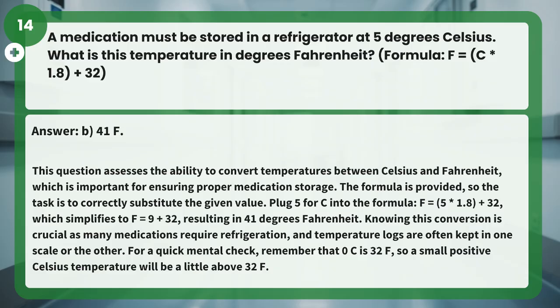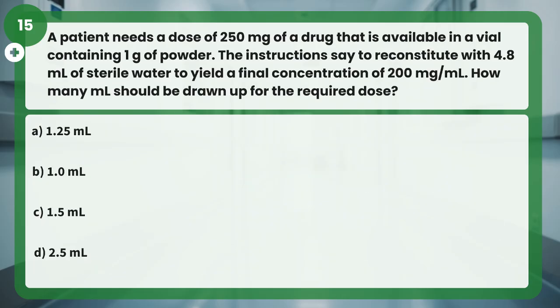Knowing this conversion is crucial as many medications require refrigeration, and temperature logs are often kept in one scale or the other. For a quick mental check, remember that 0C is 32F, so a small positive Celsius temperature will be a little above 32F.